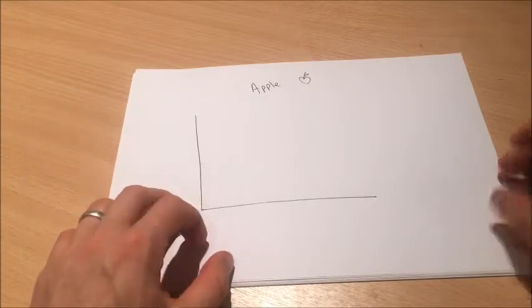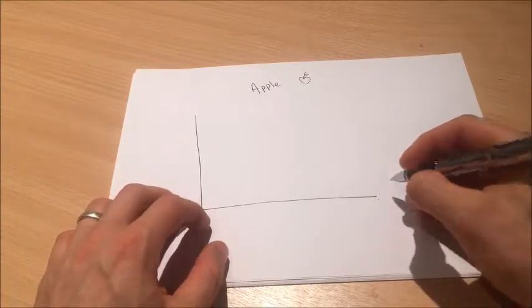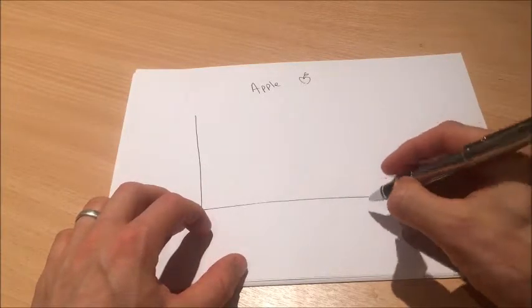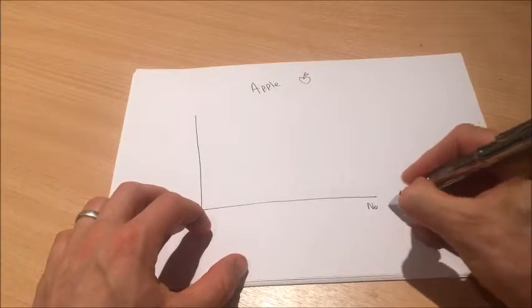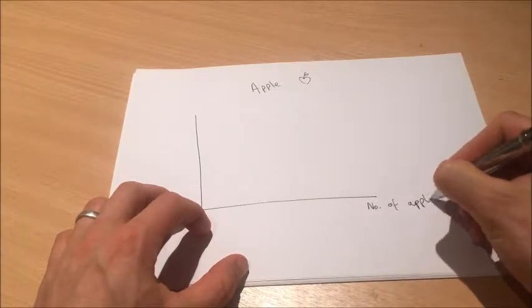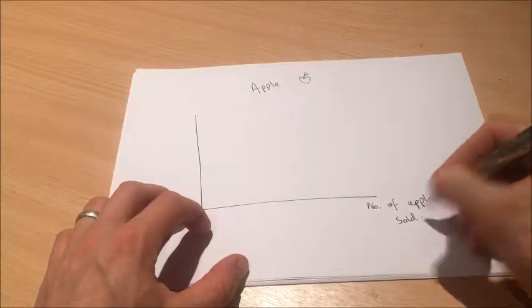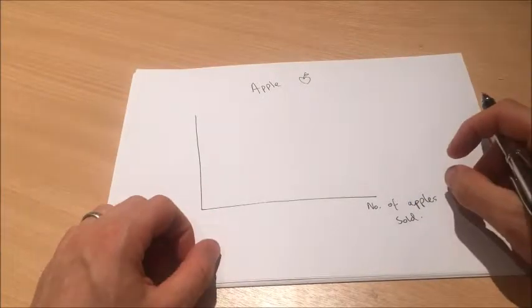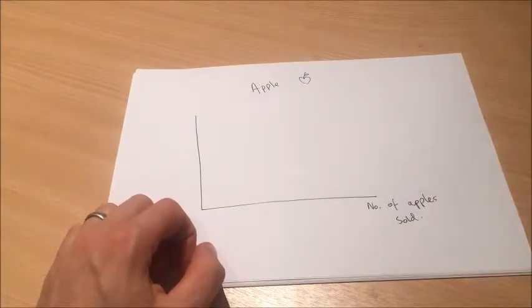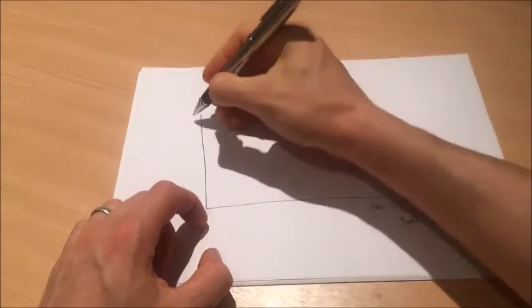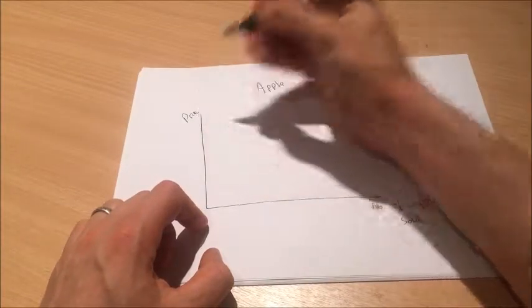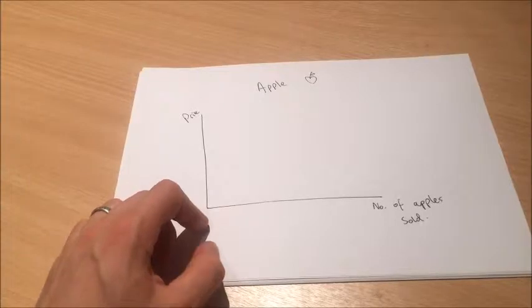Now I better give these axes some labels. So on the x-axis, what's known as the independent variable, I'm going to put number of apples sold. Now if you want to give yourself a time period, think about it in terms of a day, a week, a month, whatever it might be. On the y-axis then, I'm going to put price, the price of an apple.